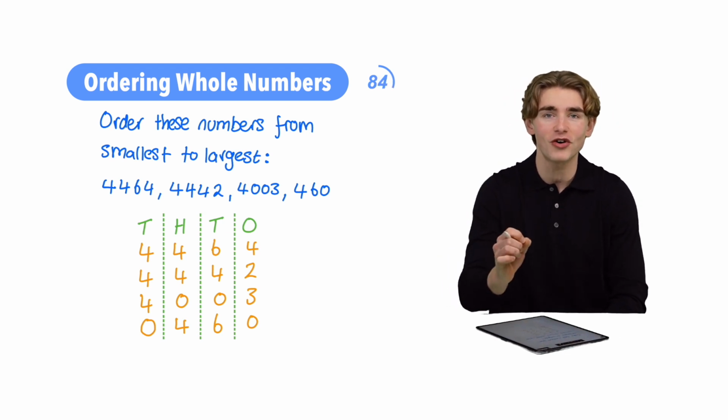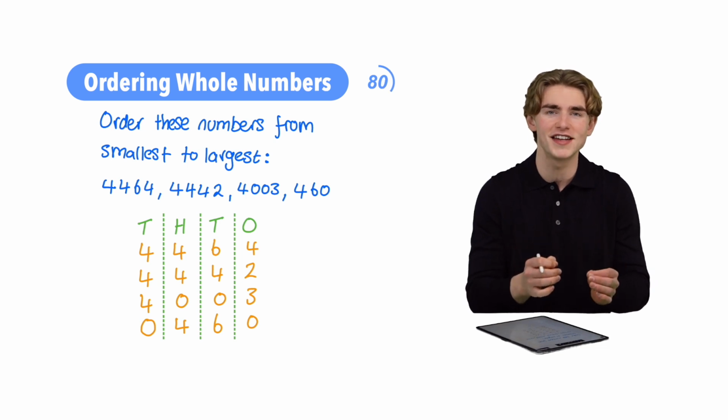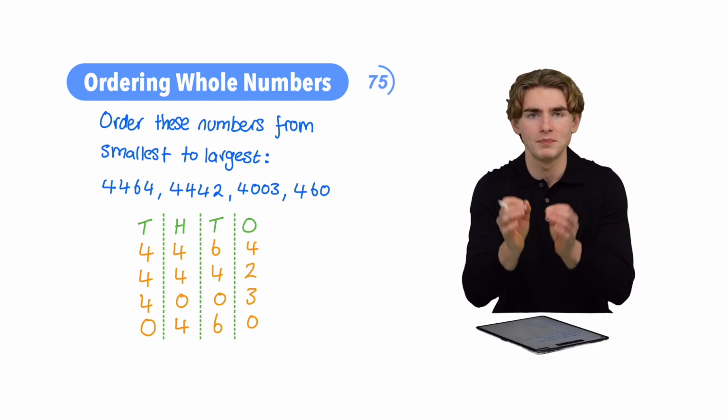Finally, we're going to work across our columns from left to right, checking which the smallest number in each case is. Whenever we have 2 of the same number, we're going to have to move over to the next column. Let's see what I mean.